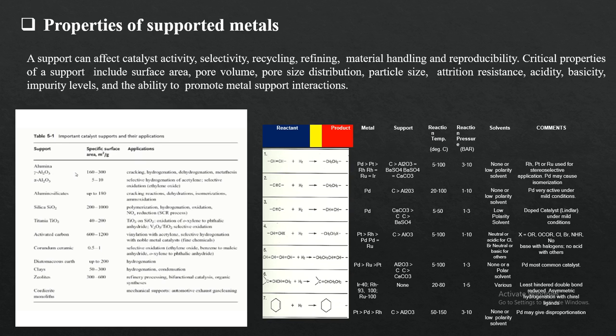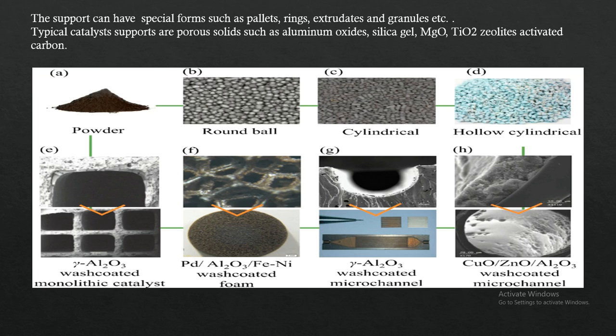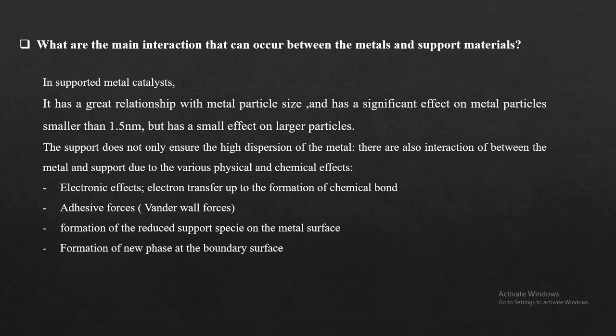Critical properties of supports include the surface area, required pore size, distribution, particles, activity, basicity, and others to promote the metal-support interaction. So here you can see different kinds of supports which are frequently used for the metal and support interaction. The support can have forms such as pellets, rings, extrudates, granules. Typical supports are porous solids such as aluminum oxide, silica gel, magnesium oxide, titanium, zeolites, activated carbons.